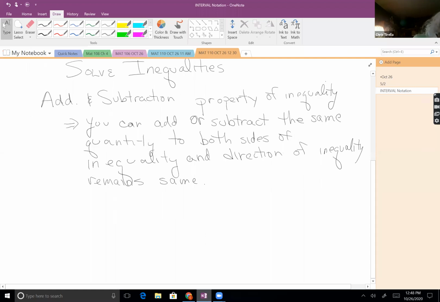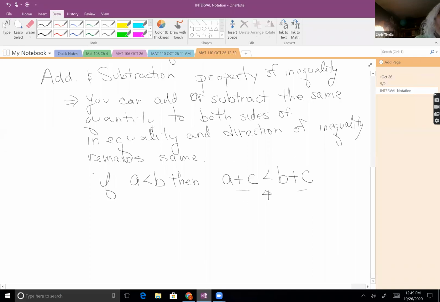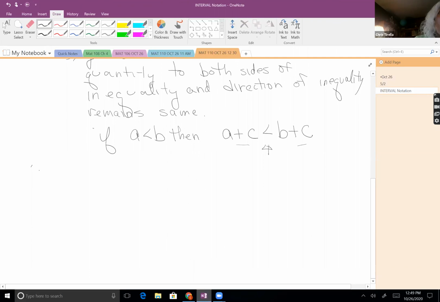So what's all that wordiness about? If I were to write that symbolically, I would say that if A is less than B, then A plus C is less than B plus C. If I add the same thing to both sides, my symbol of inequality remains the same. And so when would we make use of that? Let's look at an example.